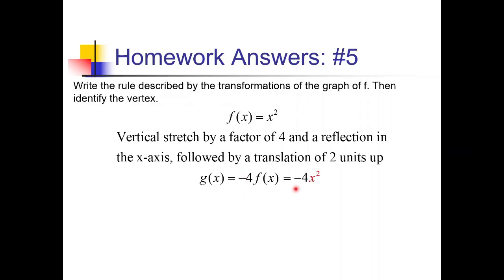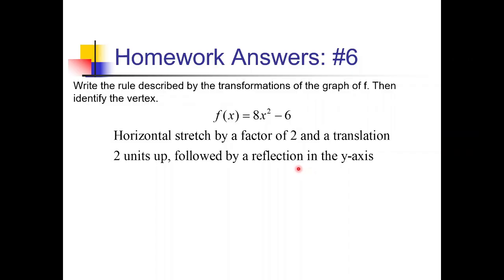So the only other thing they wanted us to do was a translation of 2 units up. So I just need to add 2 to the g function now. And I'll call that the h function. So g of x plus 2. And then since g of x is just this expression here, I can write this as negative 4x squared plus 2. Now they also wanted us to identify the vertex based off of this new rule here. So this is really kind of like having an x minus 0 squared. So we have a 0 for the x value of the vertex. And the plus 2 just gives us 2 for the y value. So 0, comma 2.